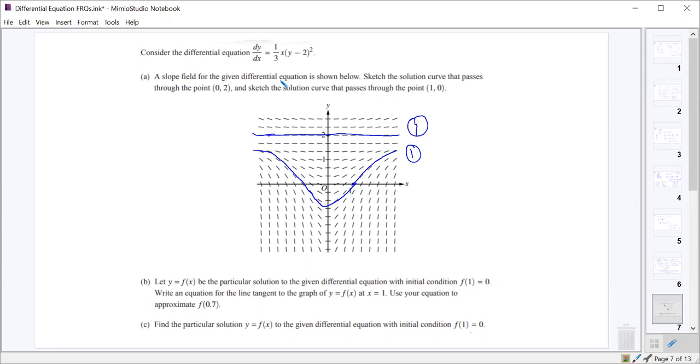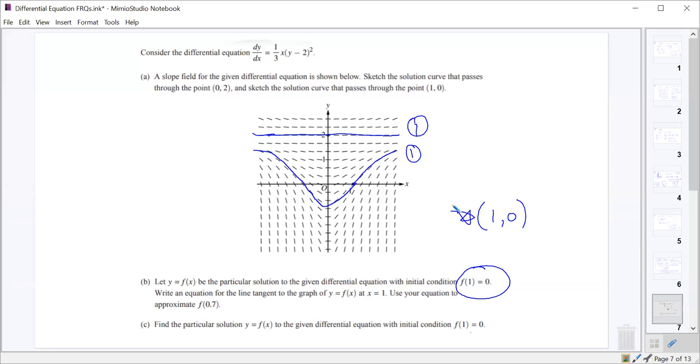So first off, this is our initial condition, right? That should then tell us that the point we're looking at is (1, 0).